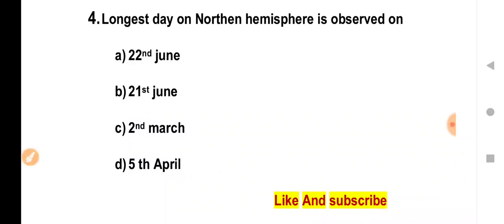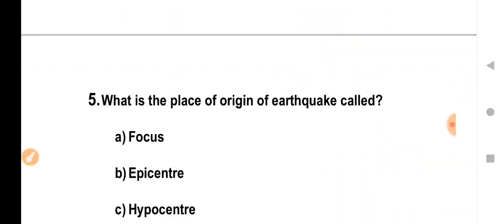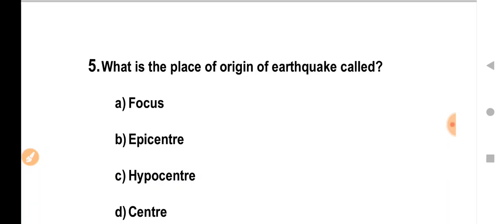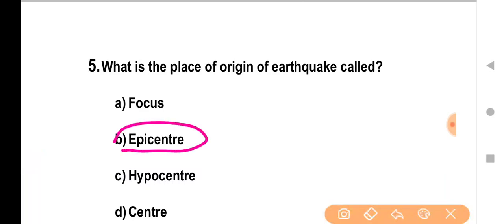Next, question number 5: what is the place of origin of an earthquake called? And the answer is B, epicenter.